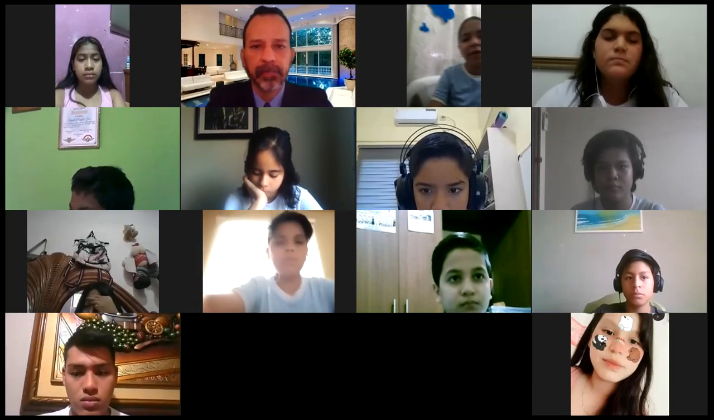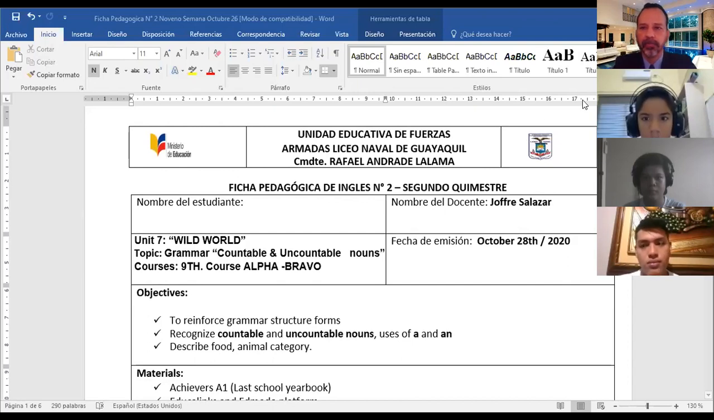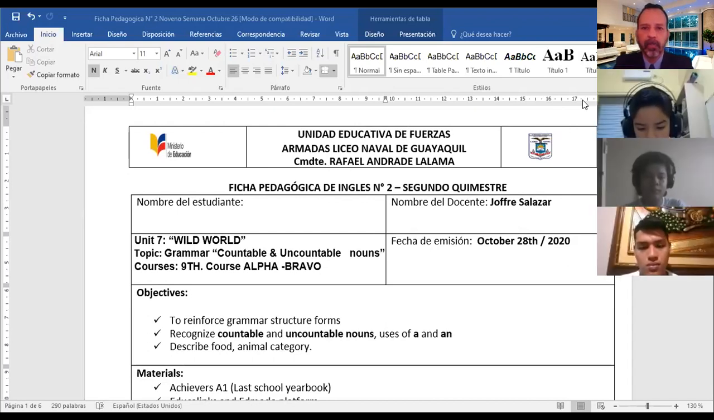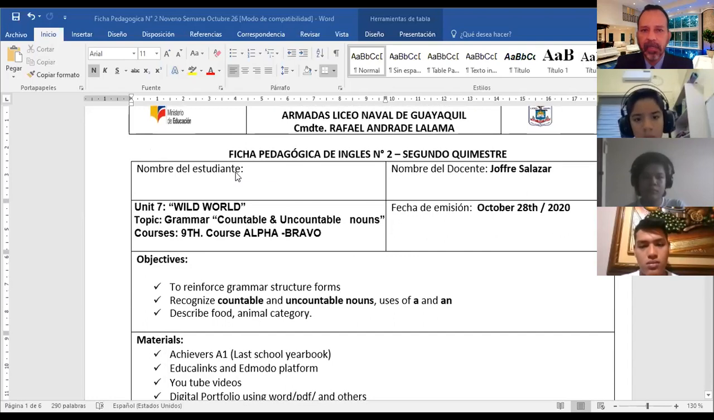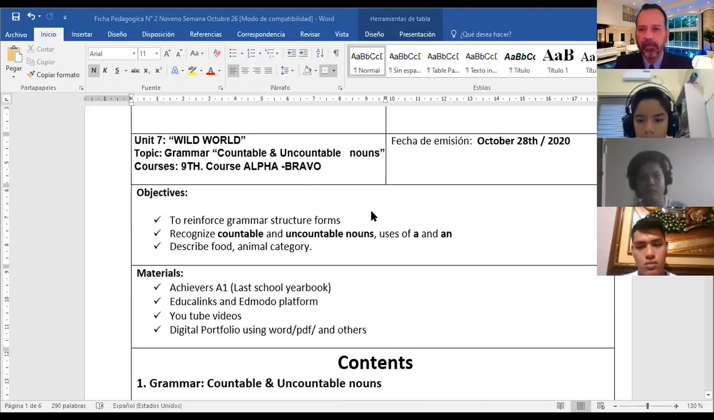Let me share the screen. Okay, this is the pedagogical sheet number 2 you're going to receive, guys, okay? All right, so let's focus on this pedagogical sheet. Remember to put your name here. Write your name and last name, okay? Look at the topic. Mr. Carlos Arriola, would you help me read the topic, please? The topic is grammar, countable and uncountable nouns. Thank you very much. Okay, countable and uncountable nouns.